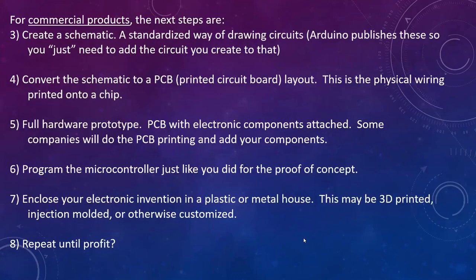Now, if you wanted to make an electronic device, a toy or something, and you wanted to go all the way to commercialization, once you've built a working proof of concept, there's a few more steps. The first is to create a schematic, and that's going to be the formal standardized circuit drawing that electrical engineers use. These aren't really physical wiring diagrams, they're more formalized. Every component has a special symbol.